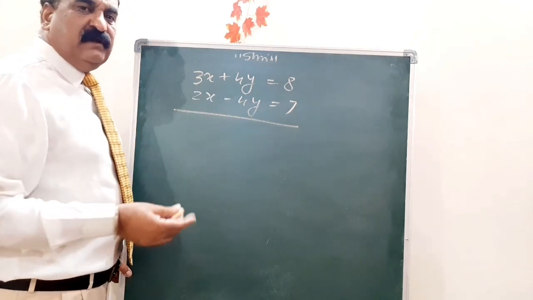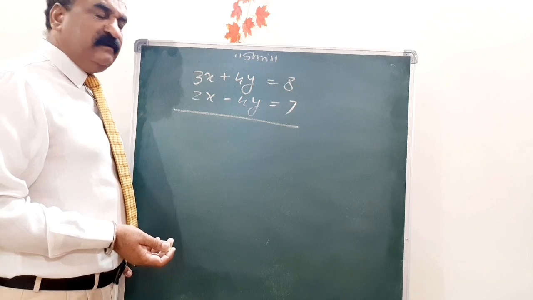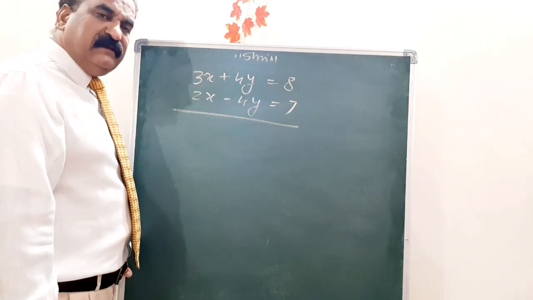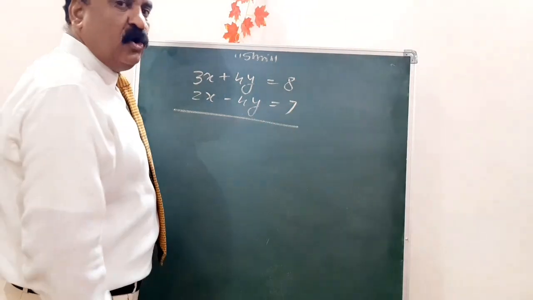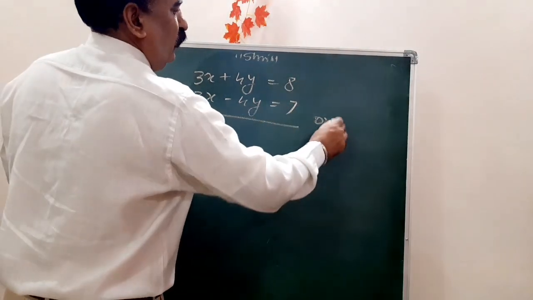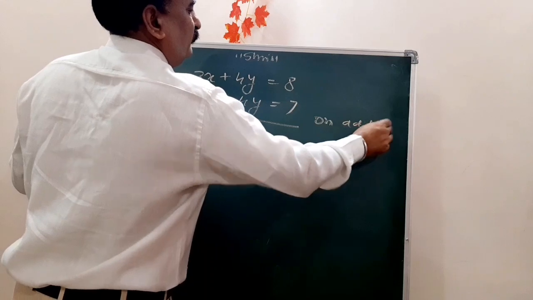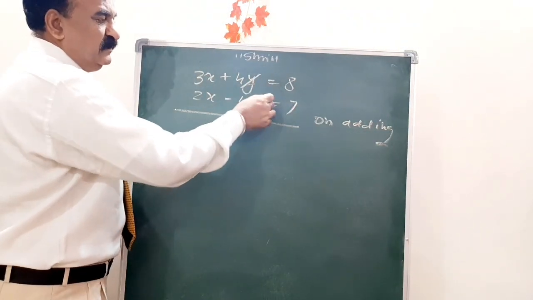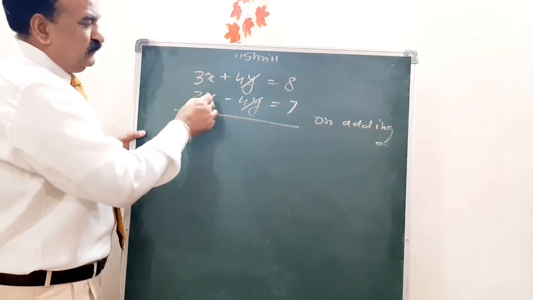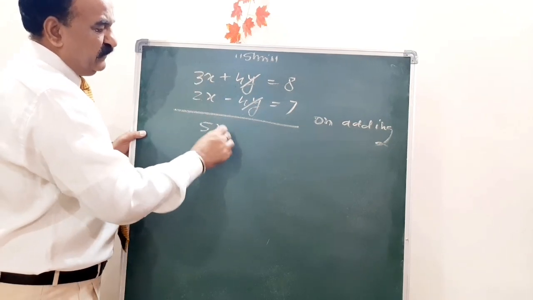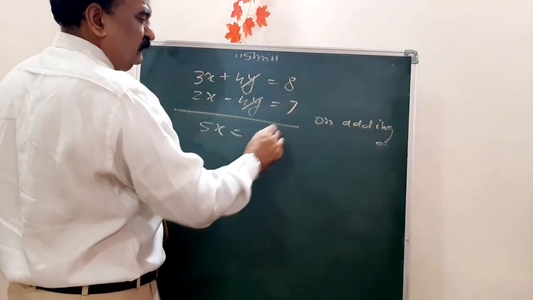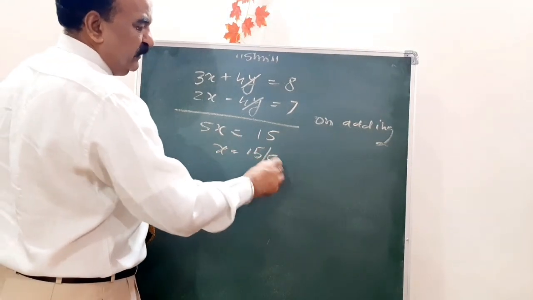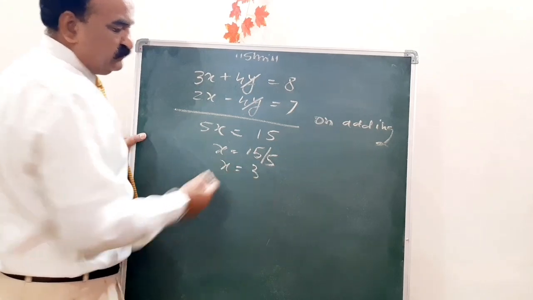Now first you see what is the possibility of getting cancelled. Plus 4y and this is minus 4y. You can cancel this term. What will you write here? On adding. On adding means plus 4y minus 4y will get cancelled. 3x plus 2x, 5x is equal to 8 plus 7, 15. So x is equal to 15 upon 5. So x is equal to 3.